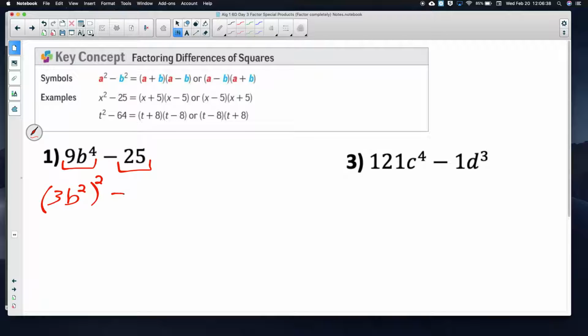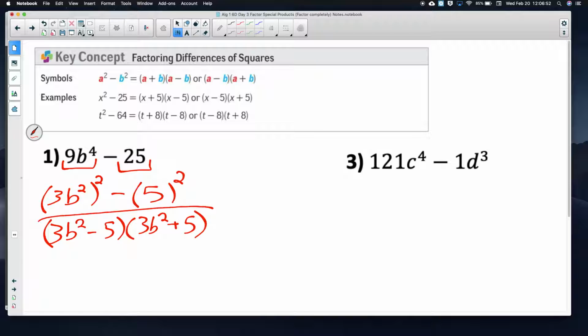And then what do I square to get 25? I square 5. And so the pattern is saying my answer is going to be 3b squared minus 5 and 3b squared plus 5. So that's what the pattern is saying, and that's what my factors are. However, if you can't see that pattern, then that's fine. I want you to use the box. So let's start over.